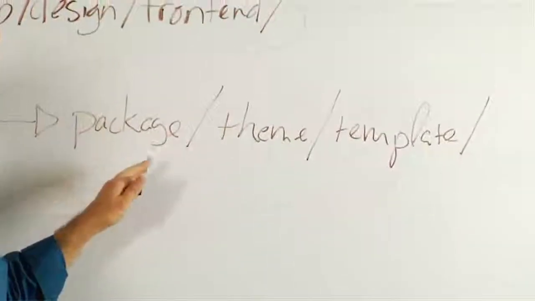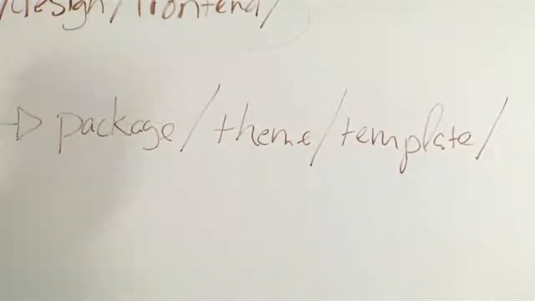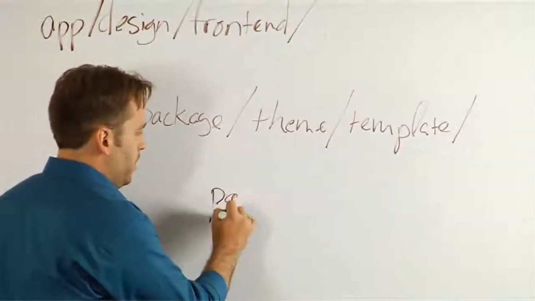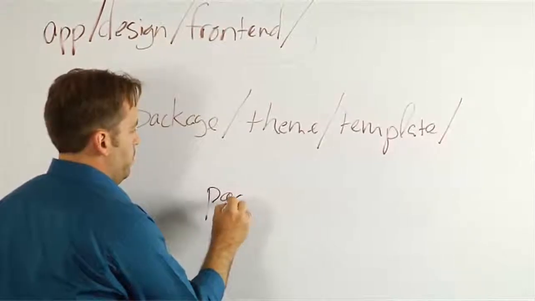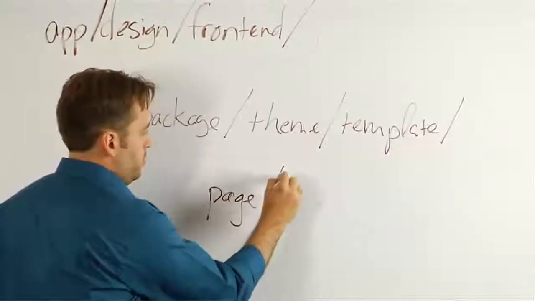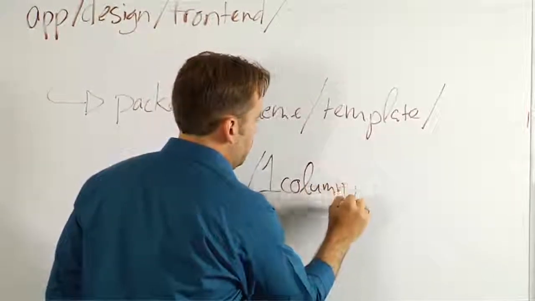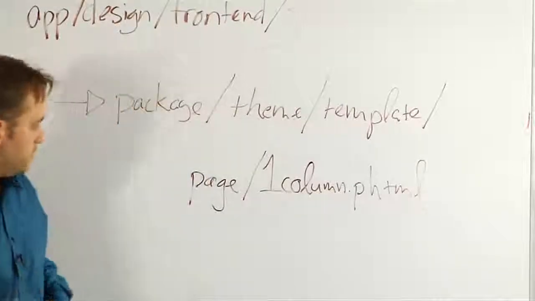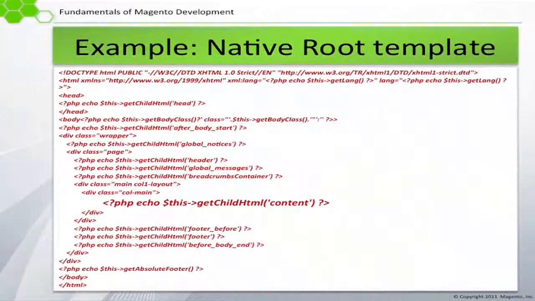So we're either in Enterprise default or base default, and your installs. And then in there, page, one column, .phtml. I believe that's correct. So if you look in there, you'll see, okay, here's all this. Well, this looks like nice HTML.